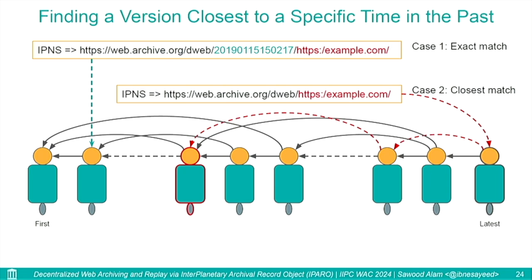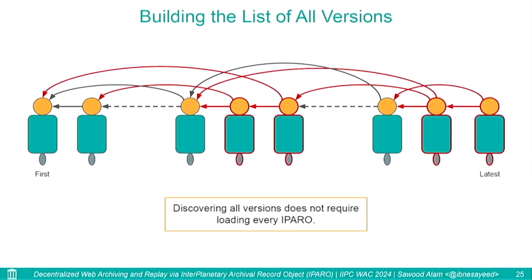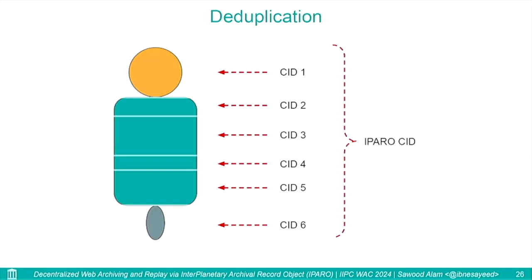So this is the idea of finding the closest version to a specific time. I think I've already described it in a different slide. You are taking longer jumps to go to the closest version that matches the date time or is close to that. I just talked about building all these versions, right? Now here's the thing.